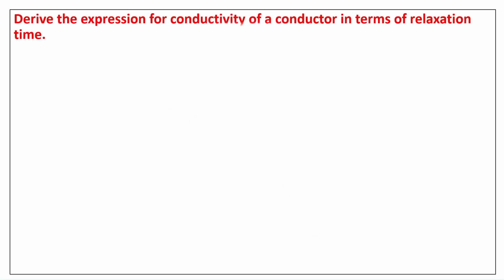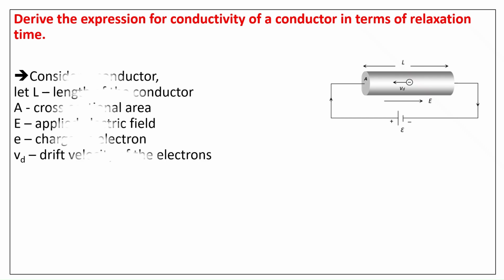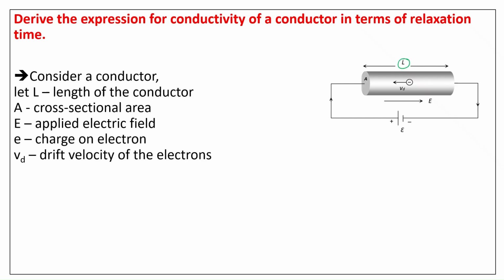Next, derive the expression for conductivity of a conductor in terms of relaxation time. Consider a cylindrical metal wire of length L and uniform cross-sectional area A. The conductor is connected to a battery as shown in the figure. When a potential difference is applied across the ends of the conductor, an electric field E will be set up in the conductor. Due to this electric field, the electron drifts with a velocity Vd in the direction opposite to the direction of the electric field.